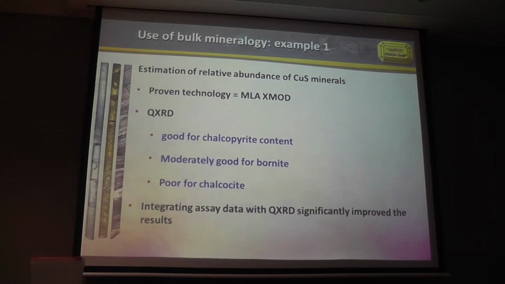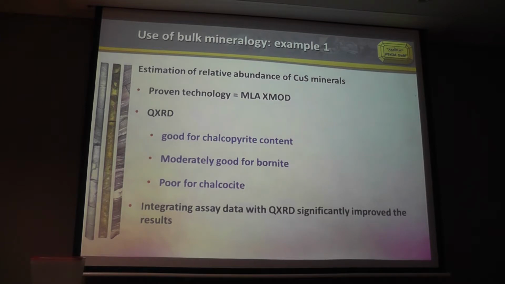Here's an example where we had both very high quality point counting. So we used an XMOD in MLA, which is a SEM EDS point counting, 20,000 points. So we knew what the answer should be. We had assay data and we had QXRD. Now, when we looked at the QXRD data against this point counting, chalcopyrite was really good from XRD, and bornite was sort of okay. But chalcocite was absolutely abysmal.